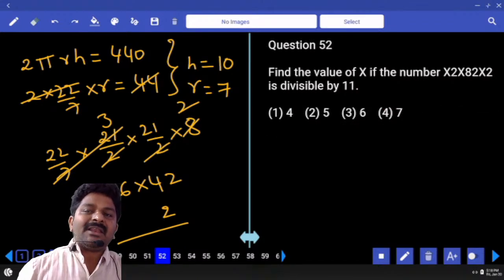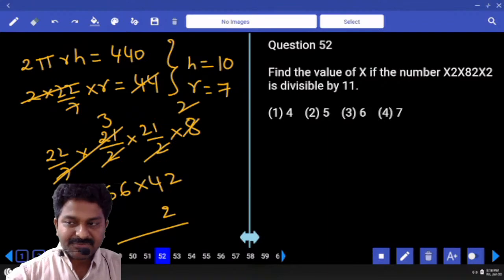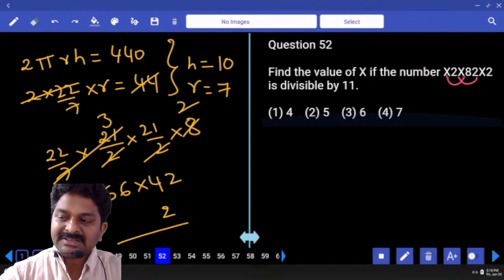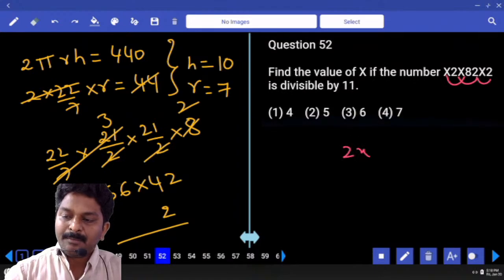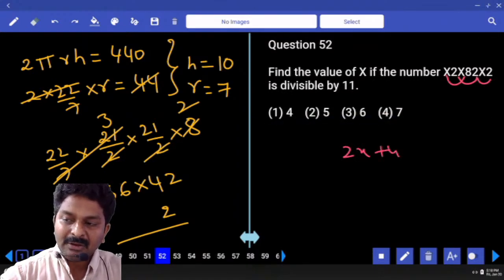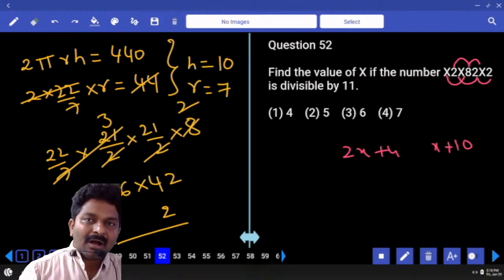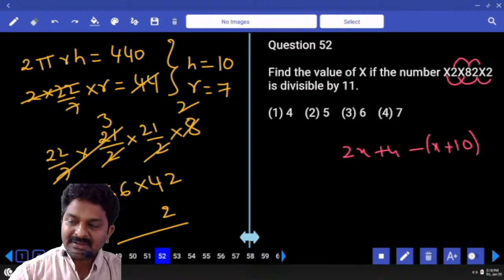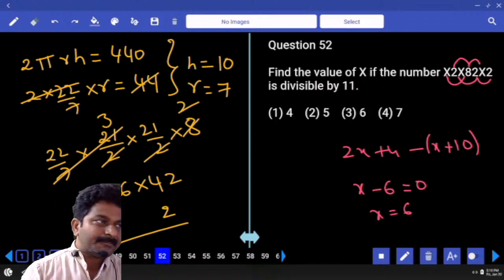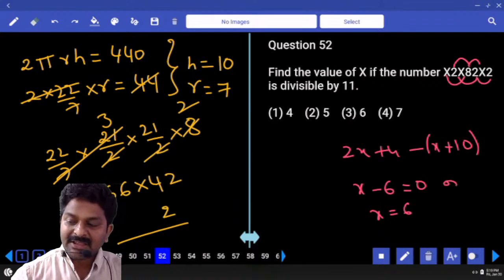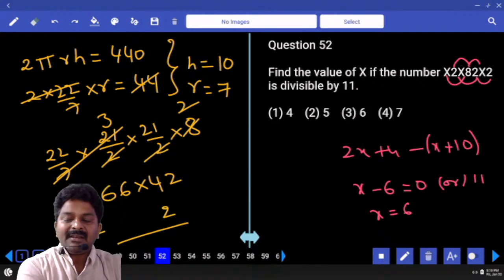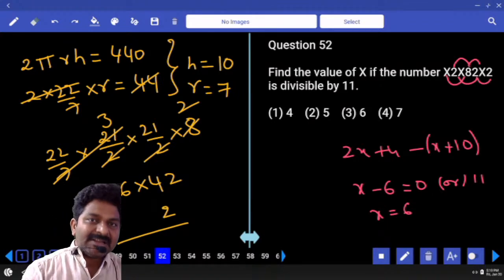If it is divisible by 11, sum of alternate digits we need to consider. x, x and then 2, which is 2x plus 4. Other alternate, 2 plus 8 plus x, which is x plus 10. Difference must be either 0 or a multiple of 11. If you take difference, it is x minus 6. If it is equal to 0, x must be 6, third option. You cannot take 11, because x becomes 17, which is not a single digit number.